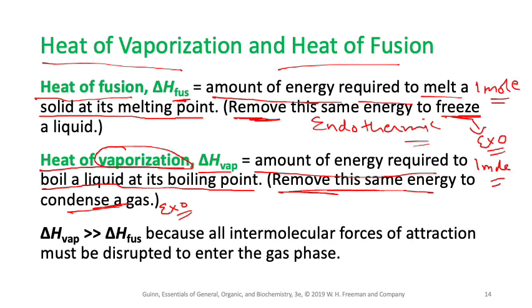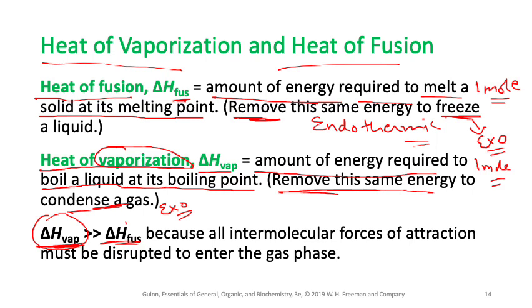And now, if we talk about which is bigger, heat of fusion or heat of vaporization, heat of vaporization is always bigger than heat of fusion. Why? What happens during heat of vaporization? You are breaking all the intermolecular forces of attraction between the molecules, because you're converting a liquid into a gas phase. For the atoms to go from liquid to gas phase, they have to break every force of attraction between them, so you need more energy.